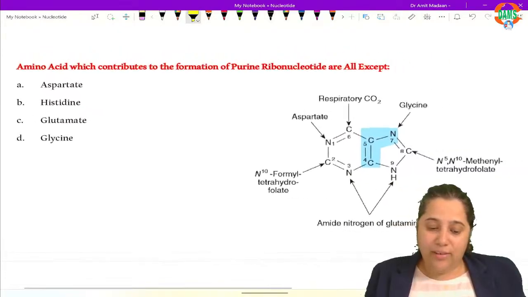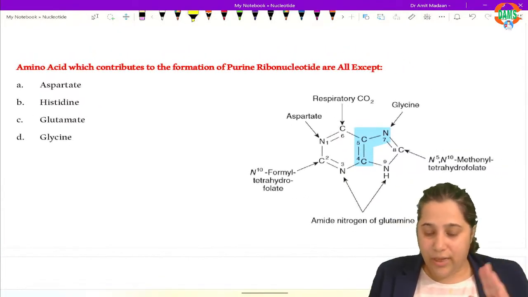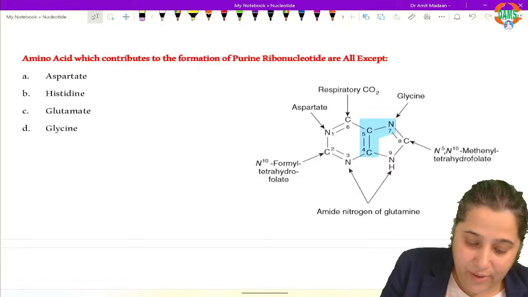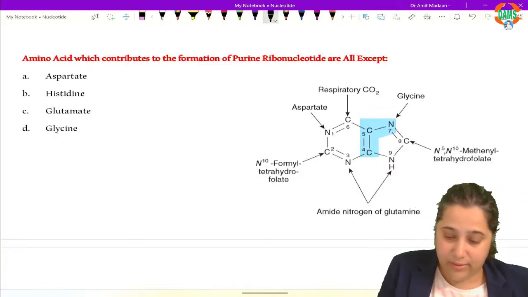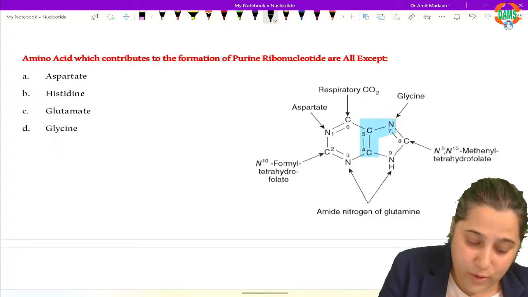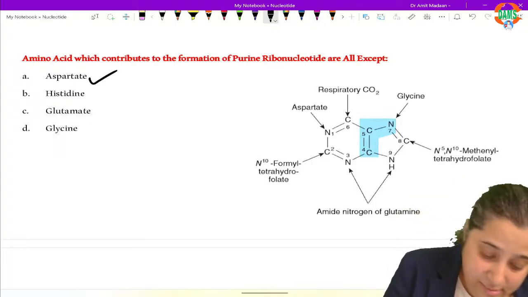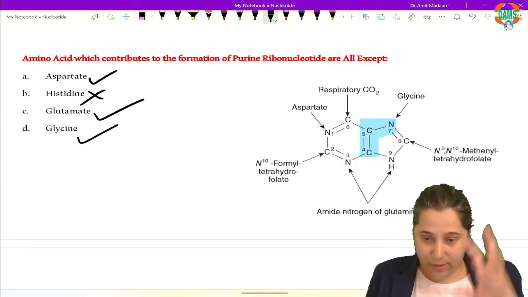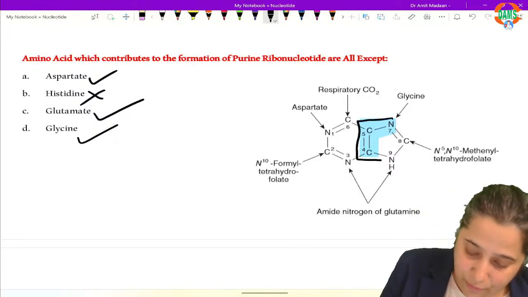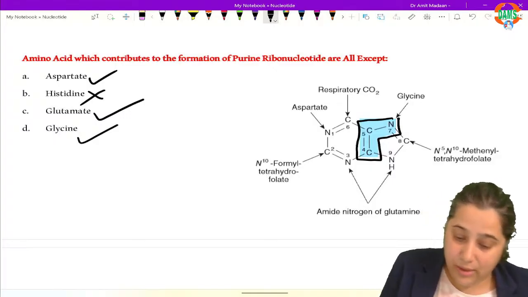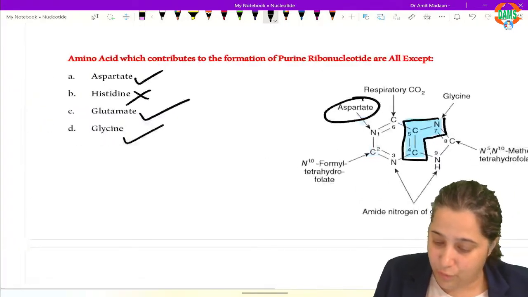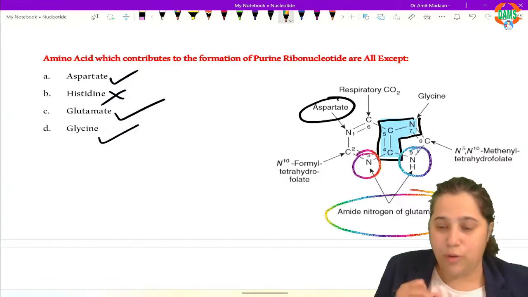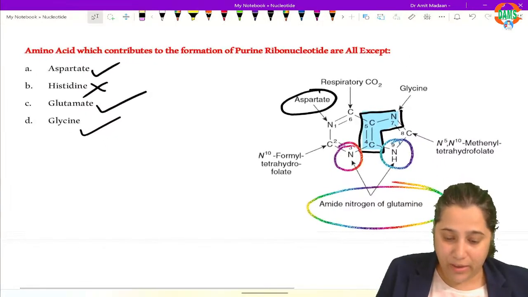Another question, amino acid which contributes to the formation of purine ribonucleotides are all except. So, the purine ribonucleotide, it's given in this is for your help so that you can answer this question. Aspartate is part of it. Histidine is not part of it. Glutamate and glycine are part of the purine ring. So glycine forms carbon 4, carbon 5 and nitrogen 7. This part comes from aspartate, and nitrogen 3 and 9. They are coming from glutamine.